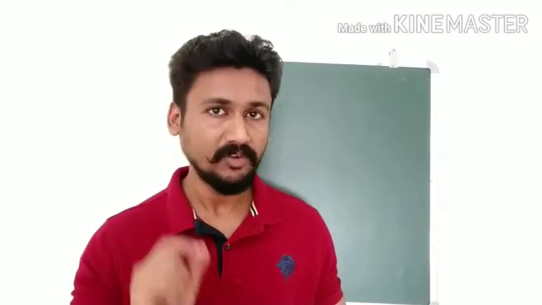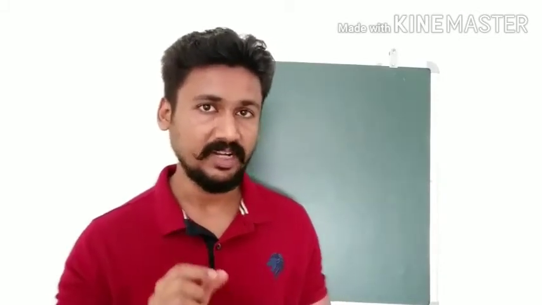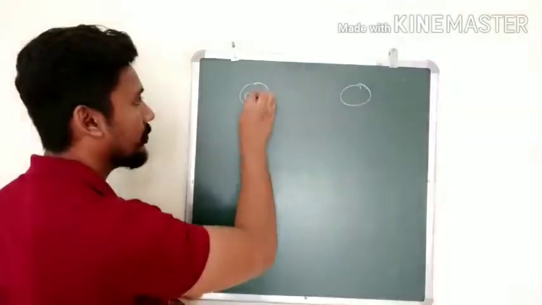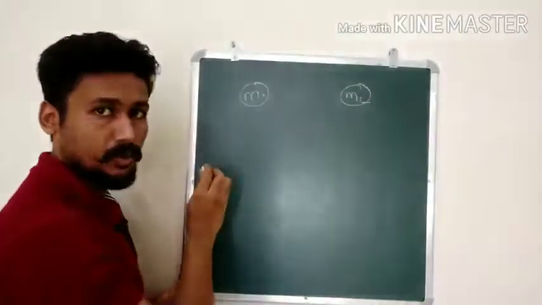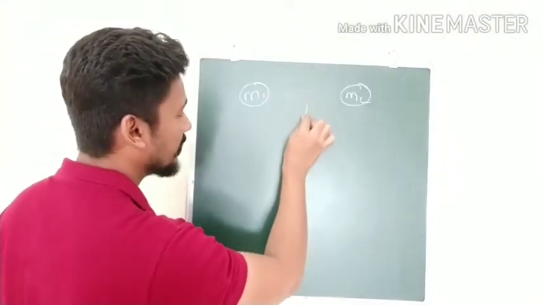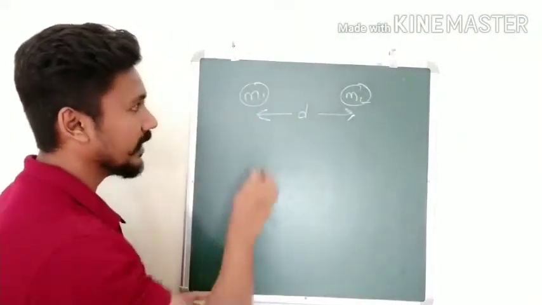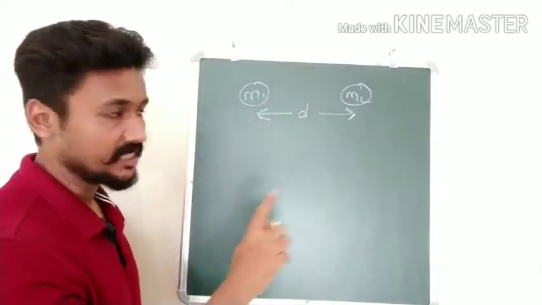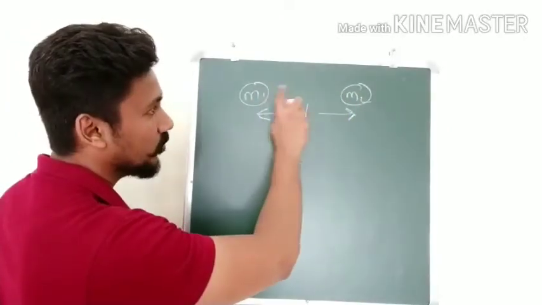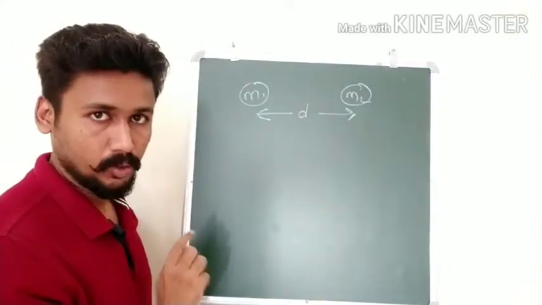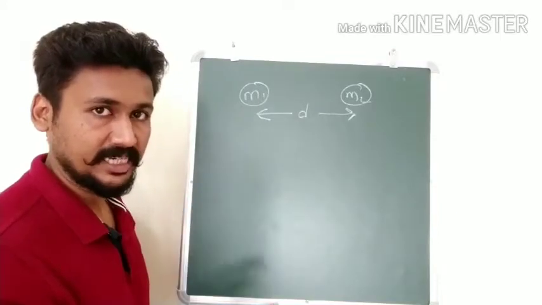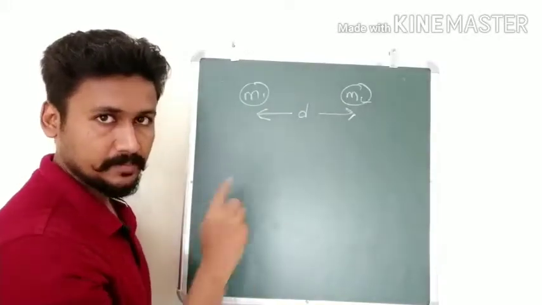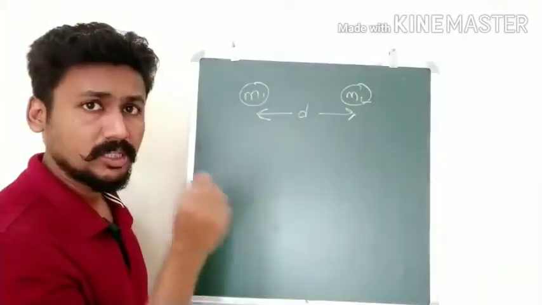So let us see what this universal law of gravitation is. Let us imagine there are two objects, mass m1 and mass m2, separated by some distance, let us say d. These are two objects which are in space. According to Newton's law of gravitation, there will be an attractive force between these two objects. For any two masses separated by some distance, there will be a force of attraction.